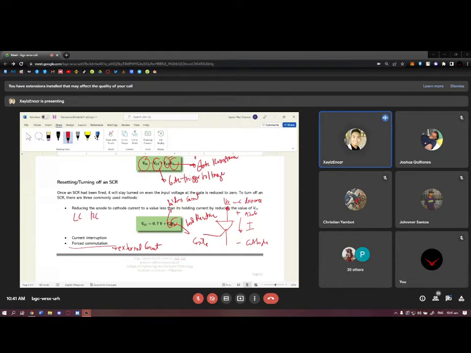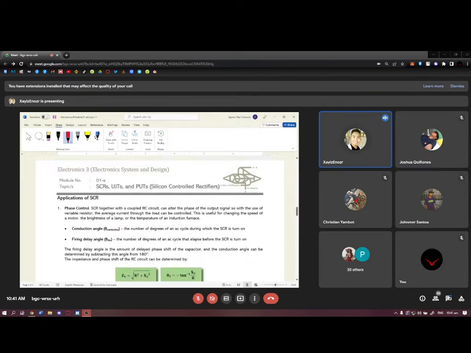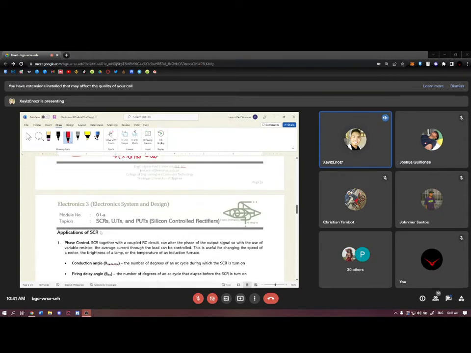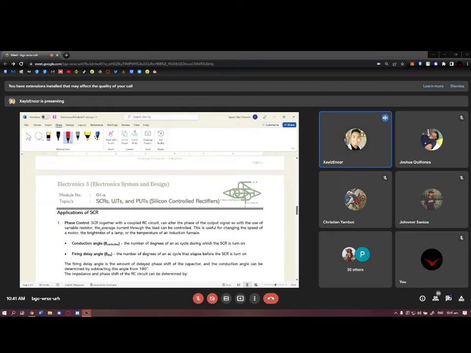So ulitin ko lang, ang pagkakaiba ng current interruption with force commutation, since pareho silang i-interrupt ang flow ng current sa SCR. So ang pagkakaiba niya, sa current interruption, you are physically or manually getting rid of the current flow, while sa force commutation, you are using an external circuit para matigil yung current flow. Okay? Yan yung pagkakaiba ng dalawa. So next tayo, for the applications of SCR, we have here, unang-una is phase control.